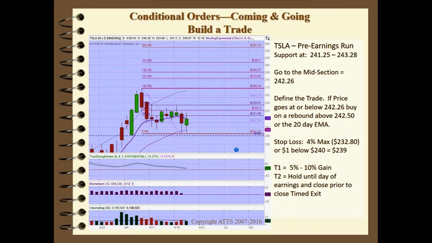My first target is 5 to 10%. Then I want a T2. I would hold that in an earnings-like trade like this until just prior to the earnings being announced. Tesla usually announces after hours. That day, I would exit the rest of my shares, because I'm not going to hold it over earnings. Earnings is out here.